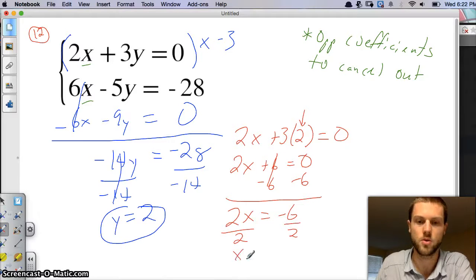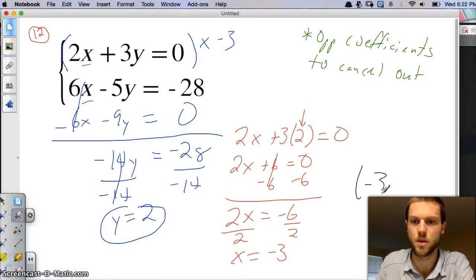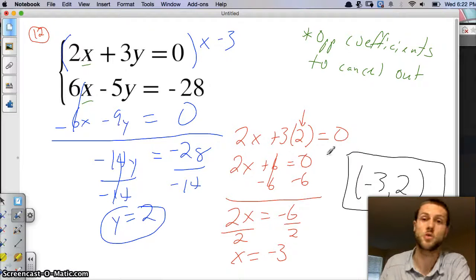I get x equals negative 3. So put it all together in one coordinate, and I'm going to get, as a solution, negative 3, comma 2. And that is solving using elimination.